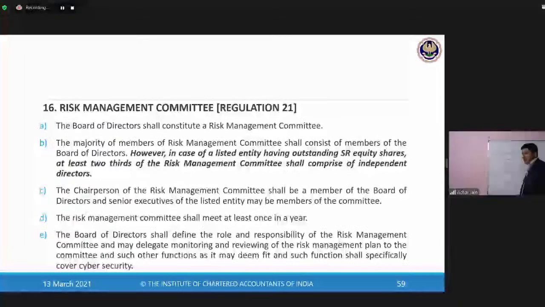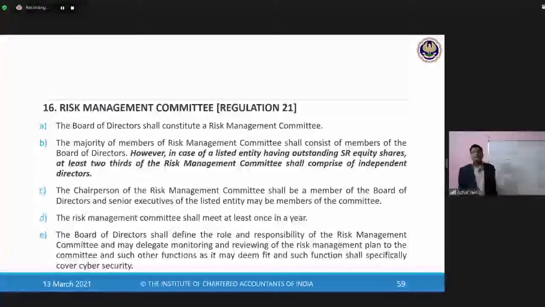Moving on to another type of committee, the risk management committee. So let's understand about this risk management committee now. What is this committee? What's the role of this committee? Once again, who will constitute this committee? The board of directors will constitute this committee, and there are again number criteria, etc. for this committee.